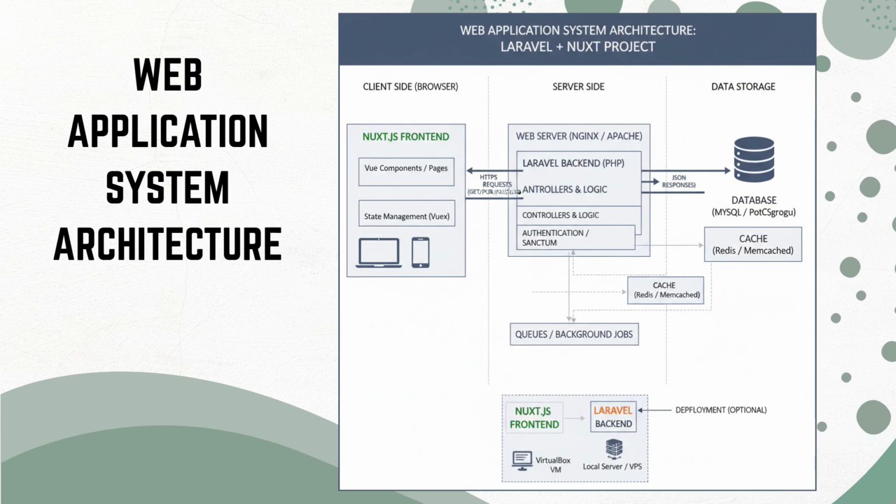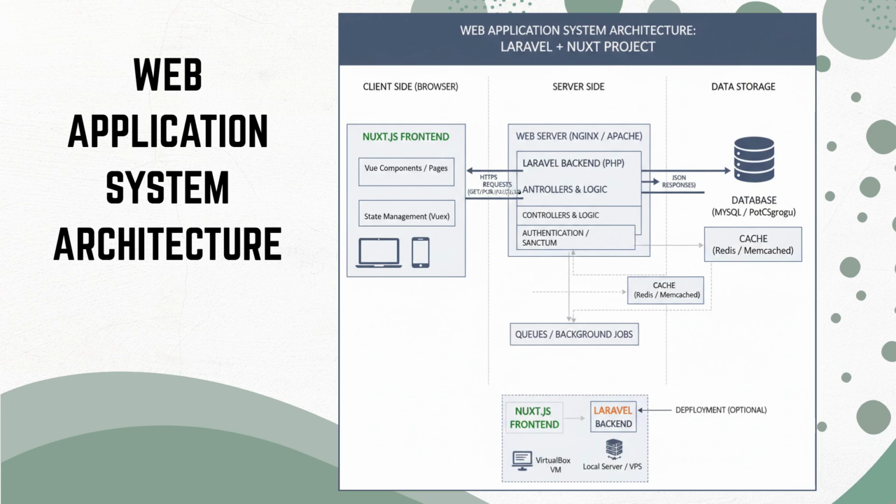These requests are received by the server-side's web server, which passes them to the Laravel backend. Laravel processes the requests through its controllers and logic, often first checking the cache for quick data access or deferring long operations to queues. If persistent data is required, Laravel queries the database.